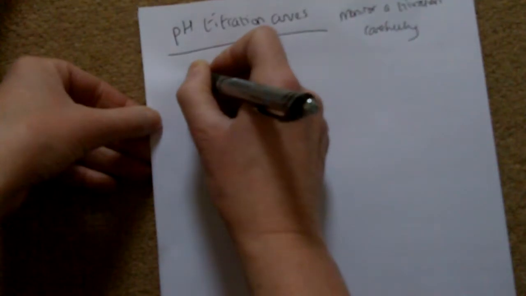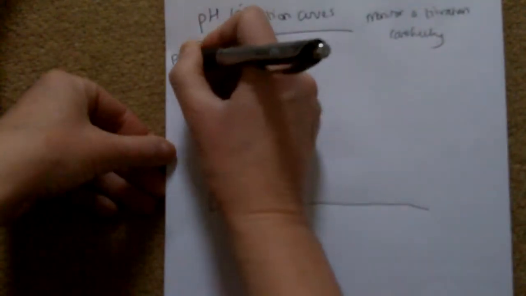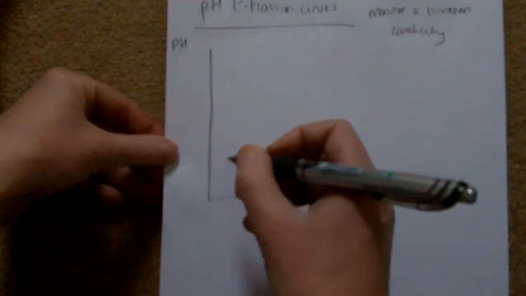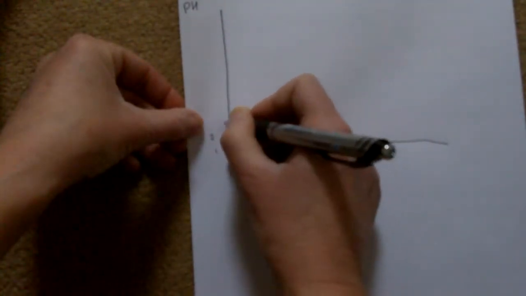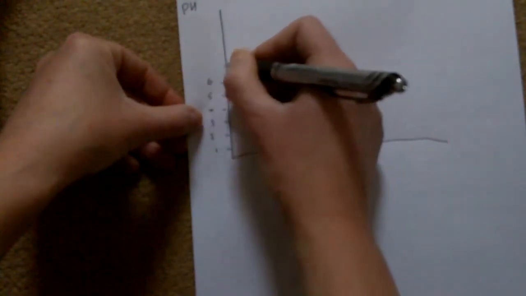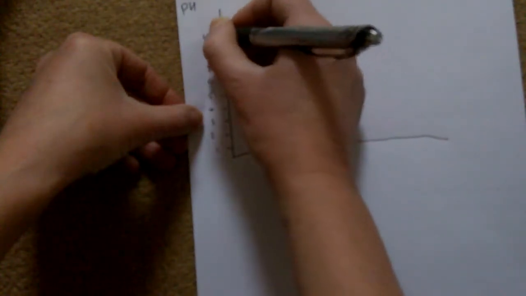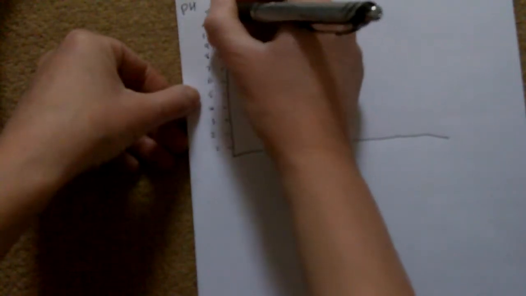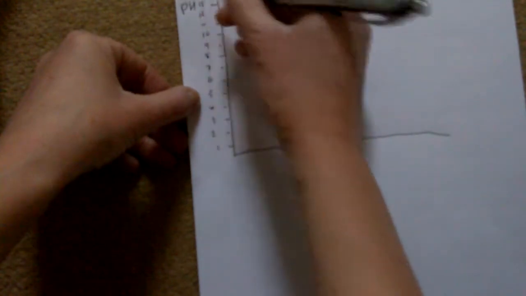So you've got your axes. On this axis you've got pH. I'm going to divide it up approximately: pH 1, 2, 3, 4, 5, 6, 7, all the way up to 8, 9, 10, 11, 12, 13, and then up to 14. So you've got pH along that axis.